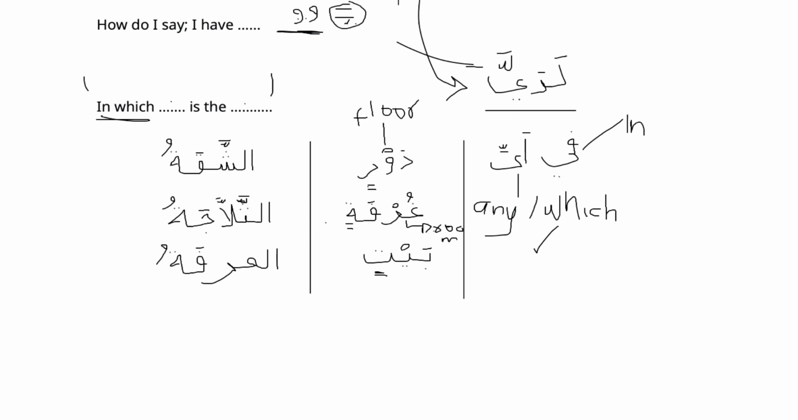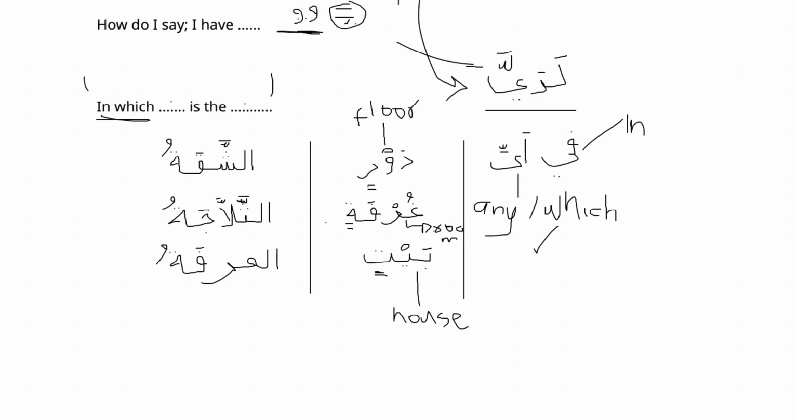Bayt is what? House. So joining the first two columns here, fi ayyi dawr, in which floor? And fi ayyi ghurfa, in which room, or in what room? So ayyi can be what? Okay. Fi ayyi baytin, in which house? In which house? Very easy. Then you add whatever you wanted to ask about.